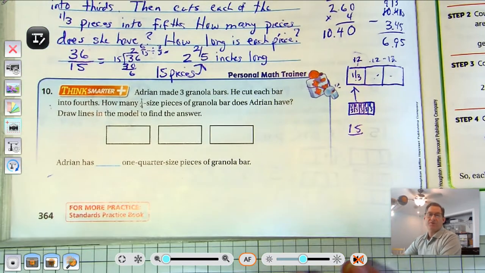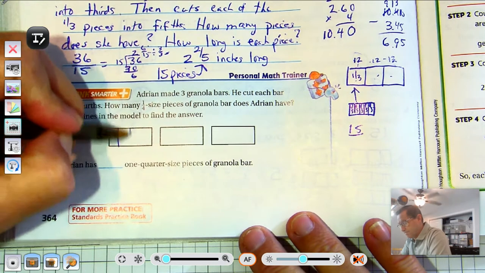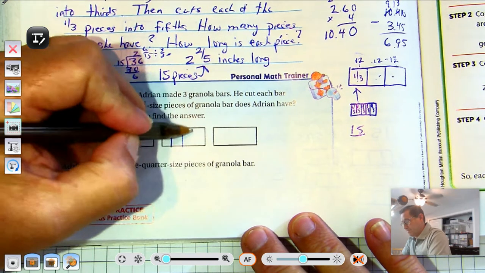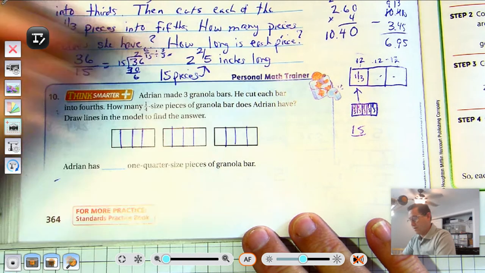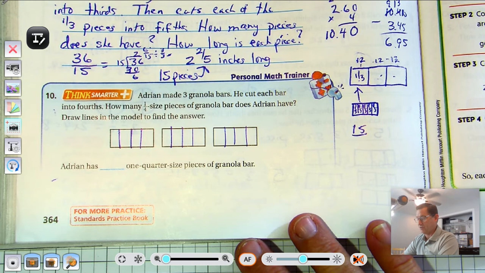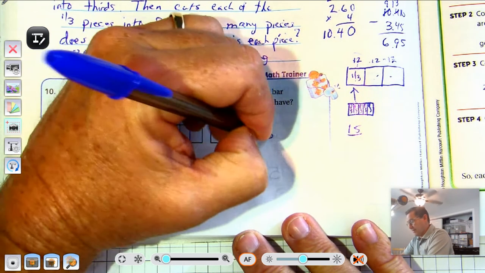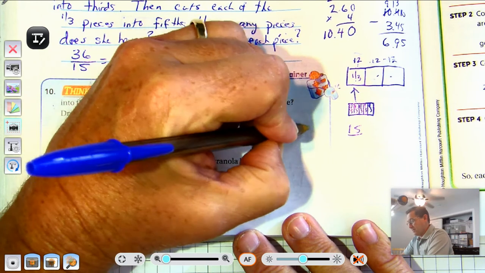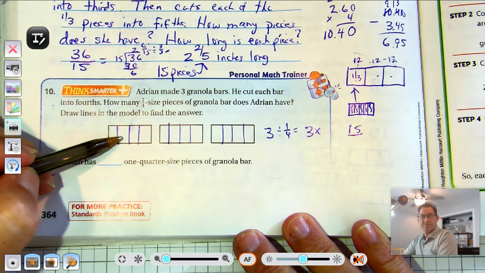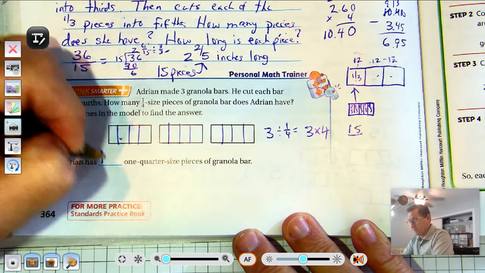All right, number 10. Adrian made 3 granola bars. He cut each granola bar into fourths. All right, how many 1/4 size pieces of granola does Adrian have? Draw lines in the model to find the answer. Well, 3 divided by 1/4 is basically 3 times 4/4 in every whole. 3 times 4 is 12.